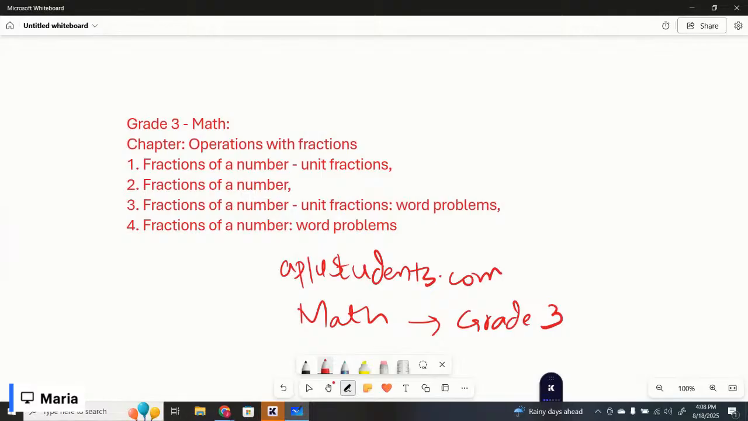Fractions of a number. Fractions of a number, unit fractions, word problems, and fractions of a number, word problems. So please make sure you have your notebook and pencil so that you can note down the important examples and definitions as well.